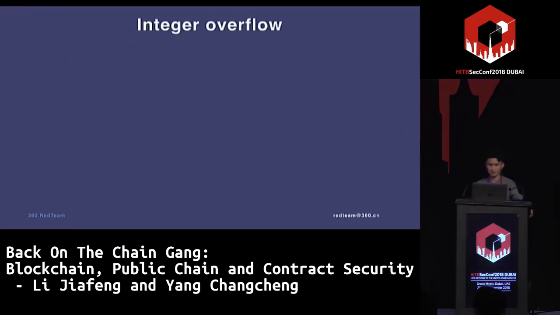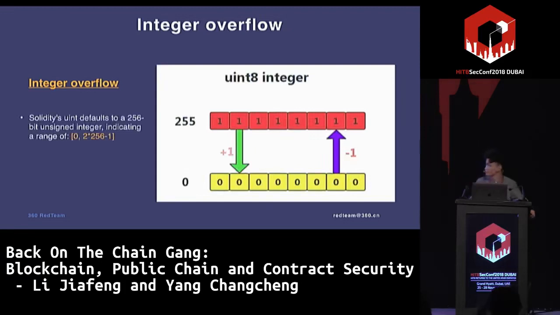Okay, integer overflow. Integer overflow is divided into up overflow and down overflow. Overflow is common in programs. In Windows or other systems, integer overflow always happens. But in blockchain or Bitcoin, this is very important because this is our money. So if integer overflow happens, it's terrible.